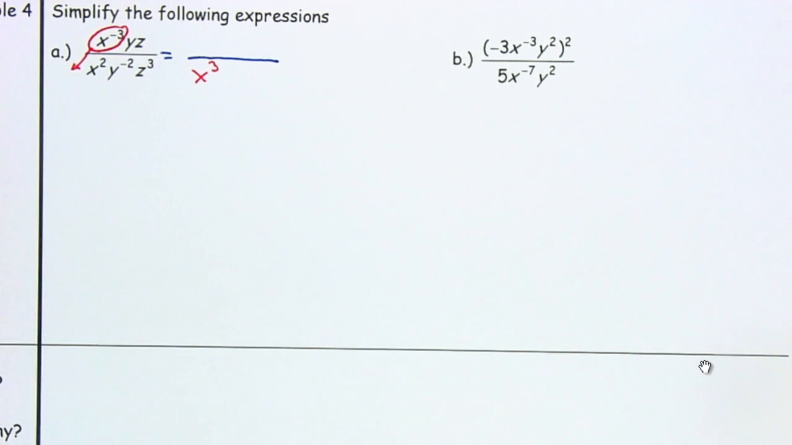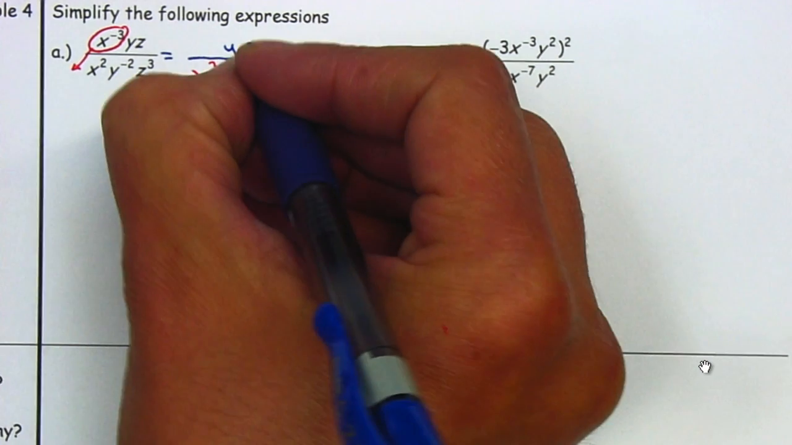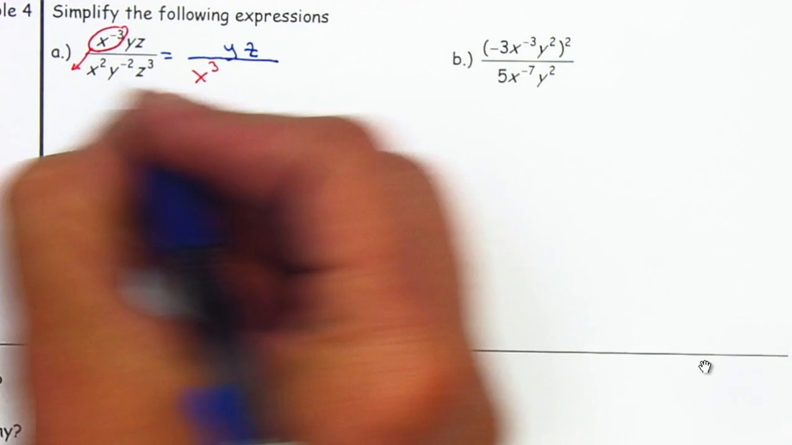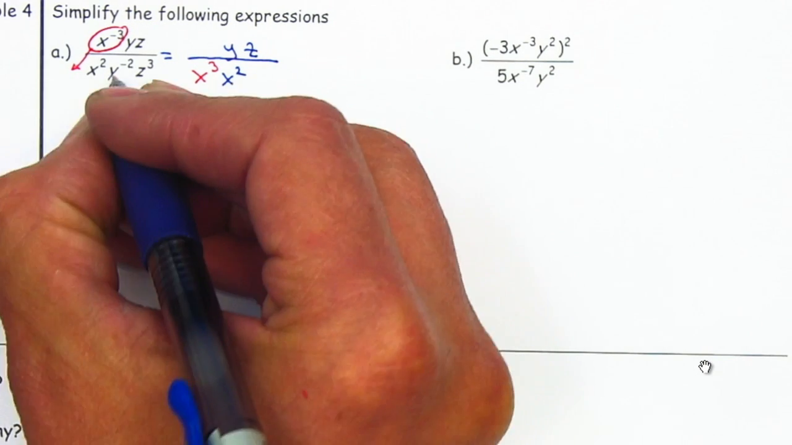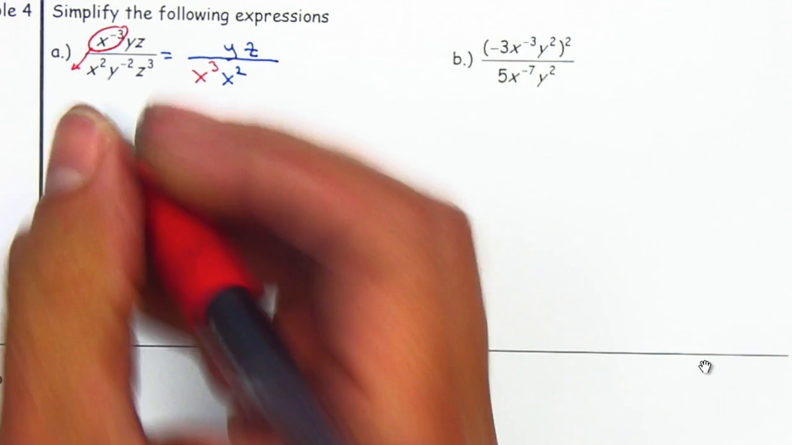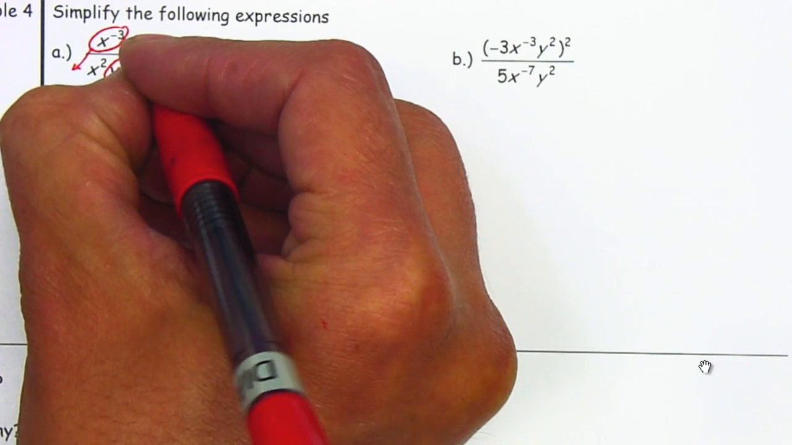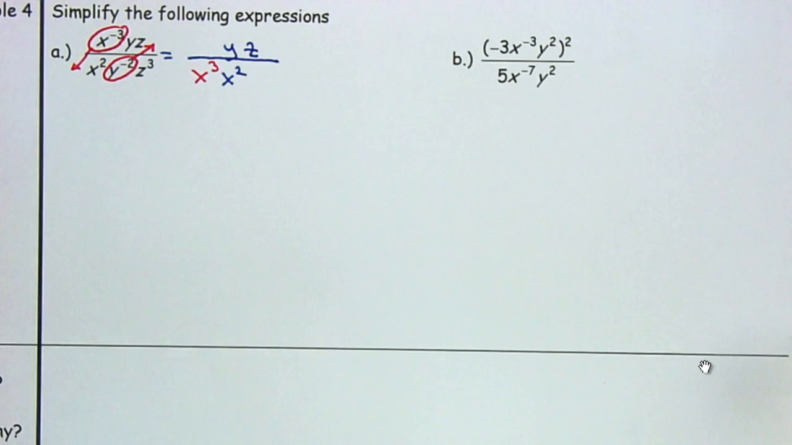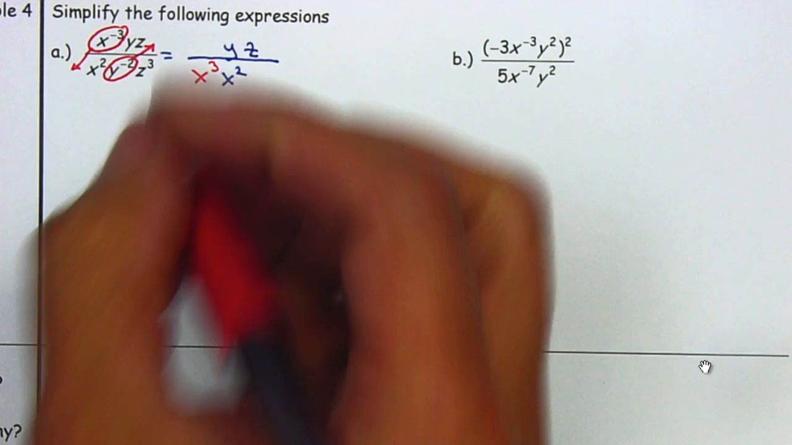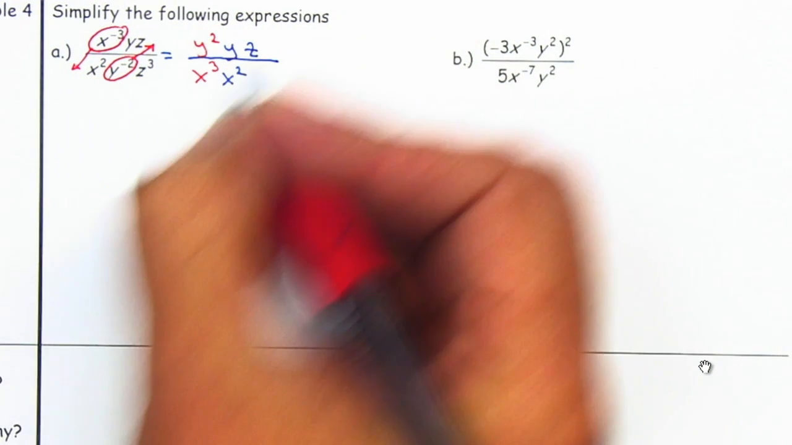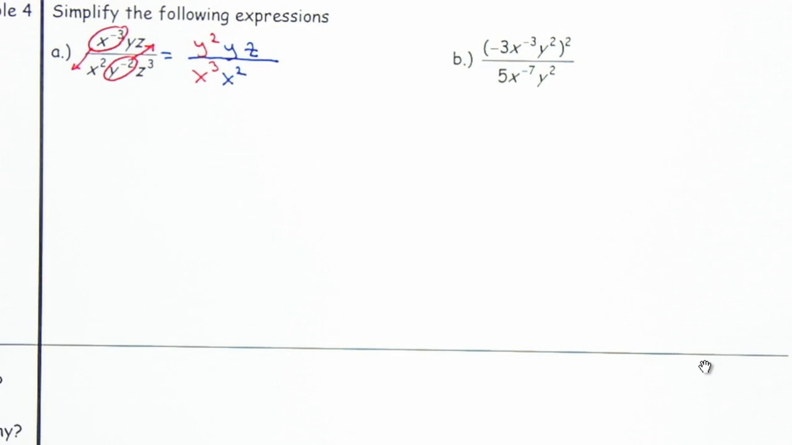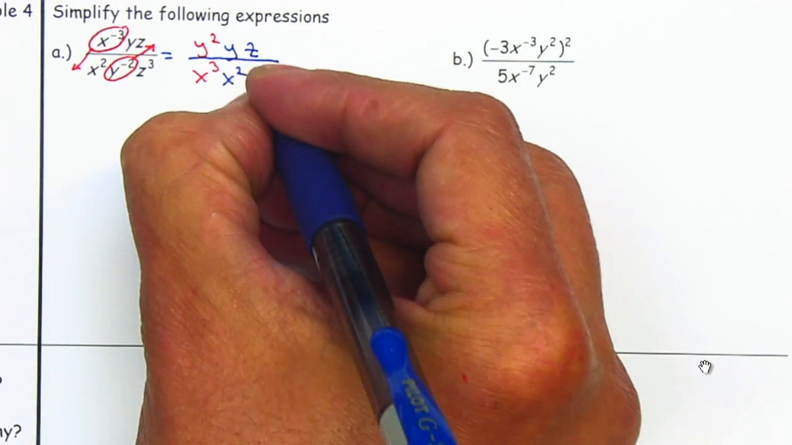Now the top, I still have a y and a z. On the bottom, I still have an x squared. The y to the negative 2 has a negative exponent, so I'm going to switch it to the top, and it's going to become a positive exponent. So y to the second. And I still have my z to the third.